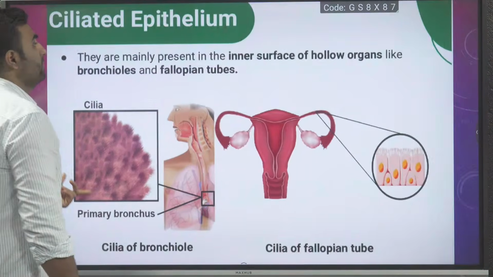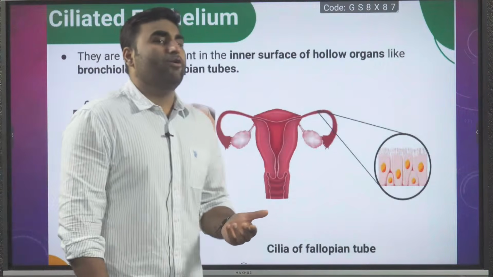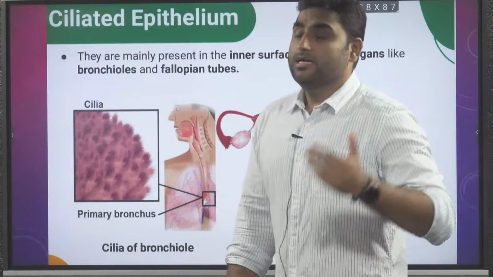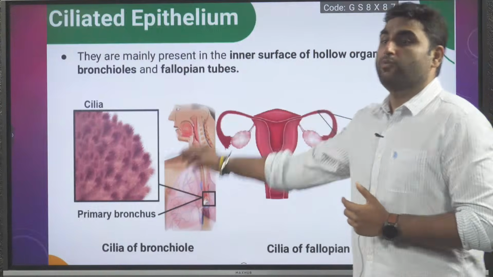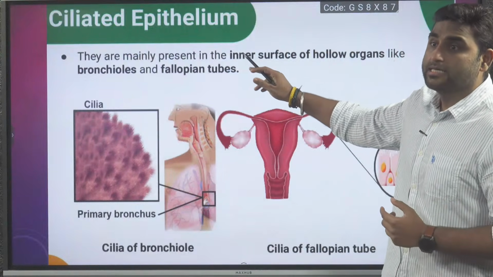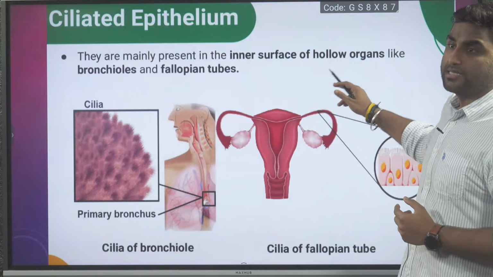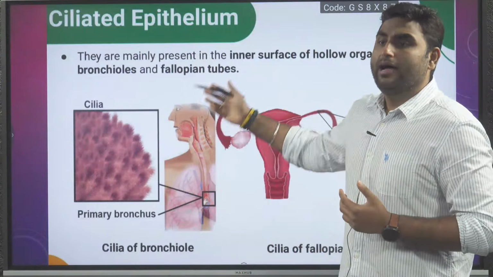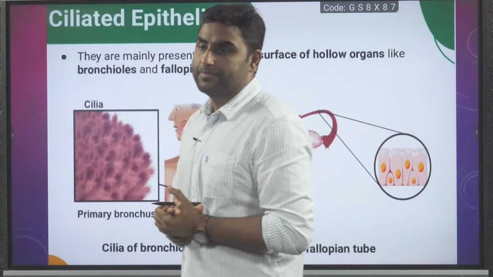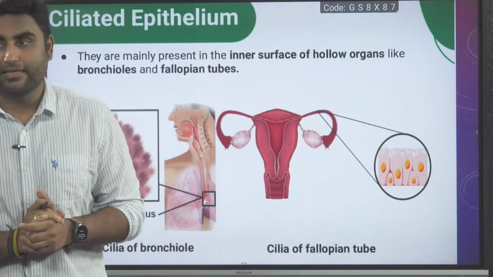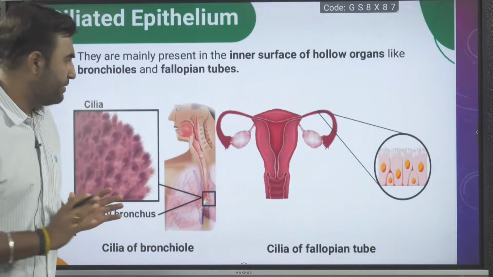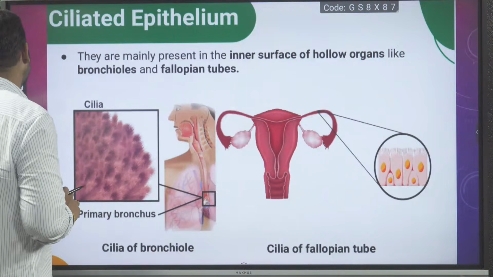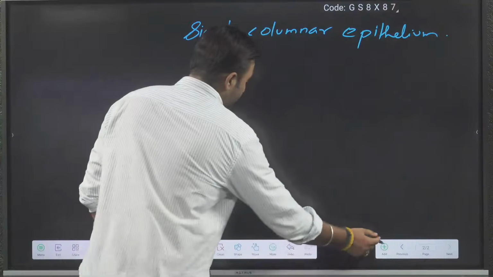Moving ahead, ciliated epithelium we already discussed. Where is the ciliated epithelium present? It is present in the inner surface of hollow organs like bronchioles, trachea and fallopian tube. That completes your ciliated epithelium. Just the location you need to remember.